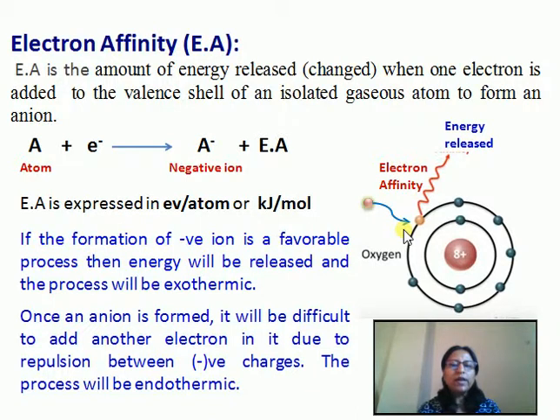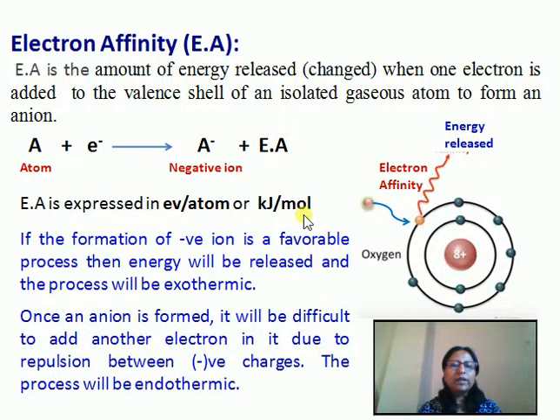So here, if after addition of the electron the atom is stabilized, then some amount of energy will be released. This amount of energy released is called the electron affinity of that particular atom. And what happens as we are adding an electron to the neutral atom? A negative ion will be formed. So the amount of energy released is called the electron affinity. As it is an energy term, it is expressed in electron volt per atom or kilojoule per mole.